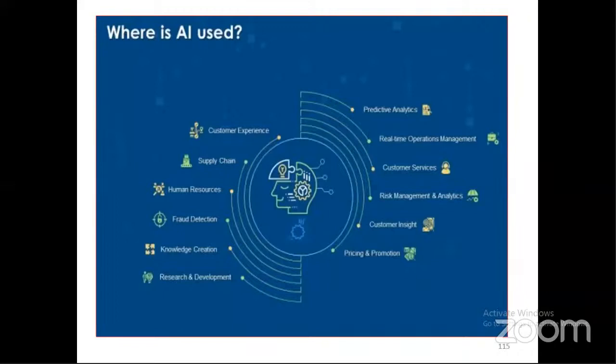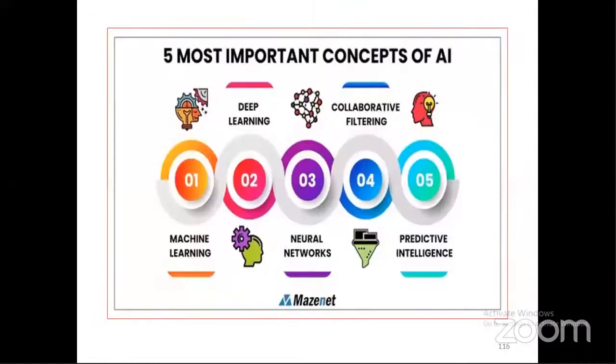So where is AI used? Predictive analytics, real-time operations management, customer services, risk management and analytics, customer insights, pricing and promotion, customer experience, supply chain, human resources, fraud detection, knowledge creation, research and development, etc. The 5 most important concepts of AI: machine learning. Learning from observational data is called machine learning. Learning from actionable data in a deep manner is what we call deep learning.